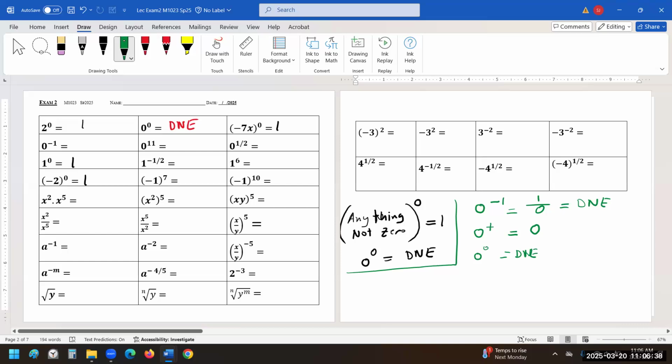So, what is 0 to the negative 1? It doesn't exist because it's a fraction. When 0 is a fraction, it doesn't exist. What is 0 to the 11 power? 0. 0 to the 1/2 power? Still 0. As long as the power is positive, it doesn't matter what you have, the answer is always 0.